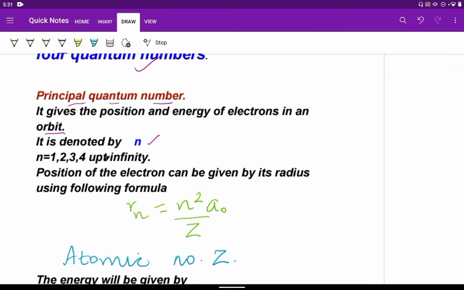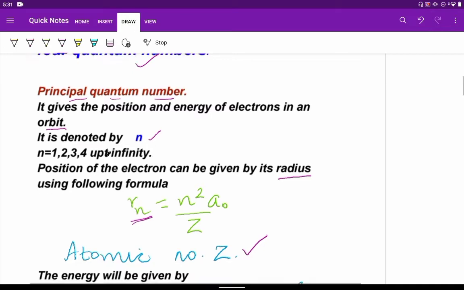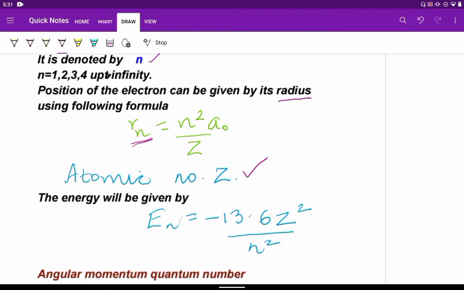The position of the electron can be defined if we know the radius. Where n is the shell number, that is the orbit, Rn gives the radius for that orbit. We can use the formula Rn equal to n square a naught by Z, where Z is the atomic number. With this formula we can find out the radius. Once we know the radius, we can easily find out the position of the electron. The energy is also defined within this quantum number. Energy can be calculated by the formula En equal to minus 13.6 Z square by n square, where again n is the shell number and Z is the atomic number.